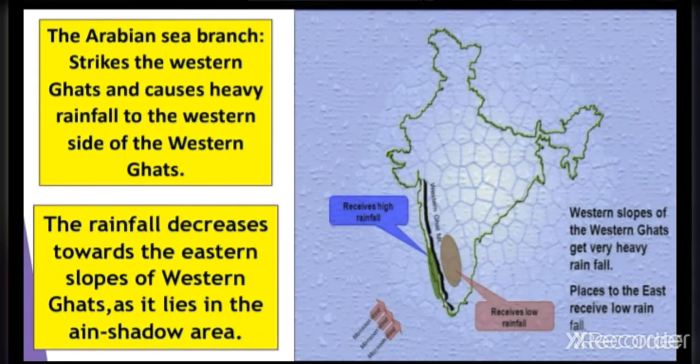And the rainfall decreases towards the eastern slopes of Western Ghats, and it lies in the rain shadow area. This is a rain shadow area.